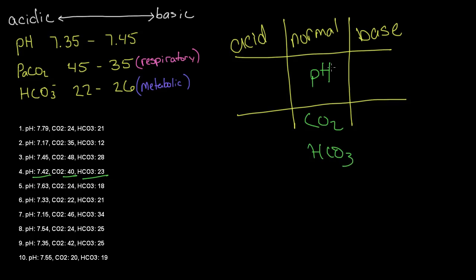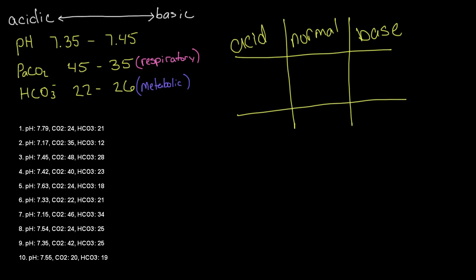In this case, since all of our values are normal, this ABG is normal. There's nothing wrong with it. This is probably a healthy individual, at least as far as you can tell from their ABG reading. So let's go ahead and work on this next problem here.